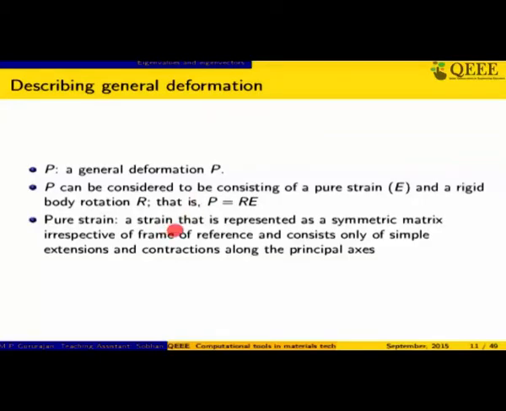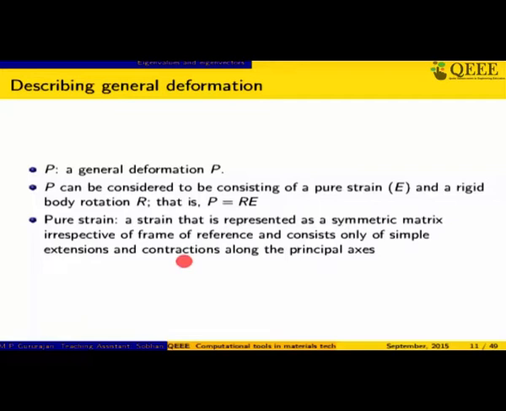Pure strain is a strain that is represented as a symmetric matrix irrespective of frame of reference. This is one of the properties of strain: strain is a symmetric matrix. What do we mean by symmetric matrix? Strain is a 3 by 3 matrix, so it will have 9 components: 11, 12, 13, 21, 22, 23, 31, 32, 33.